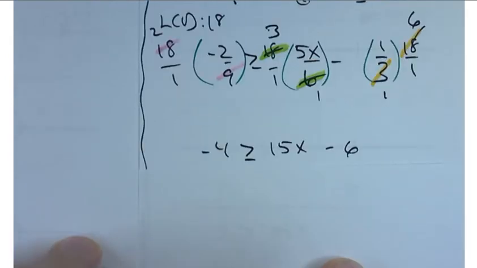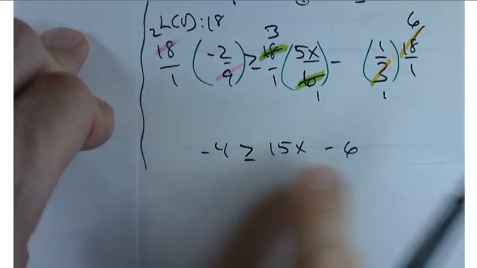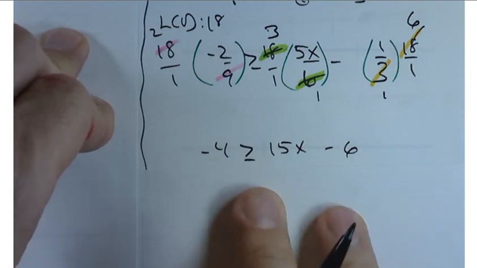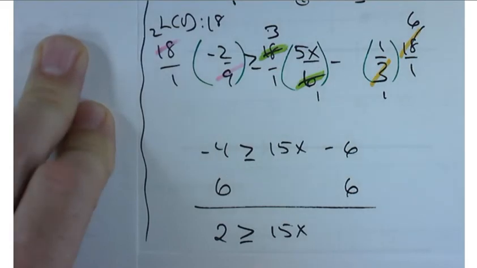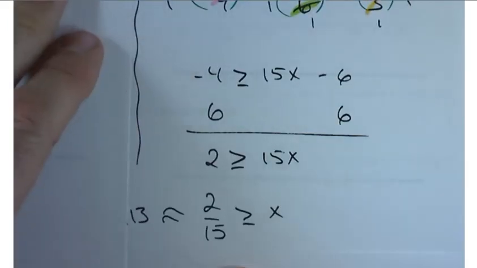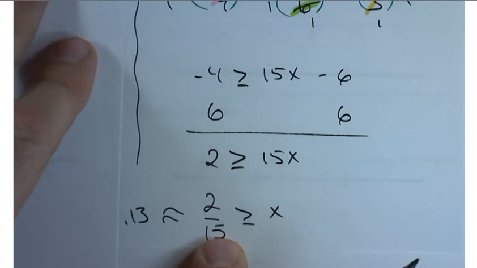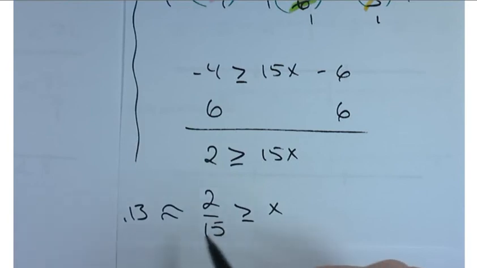Negative 4 is greater than or equal to 15x minus 6. What next? Plus 6. And that gives me 2 is greater than or equal to 15x. Divide both sides by 15. And 2/15 is about 0.133. So 0.13333, etc. is greater than or equal to x.